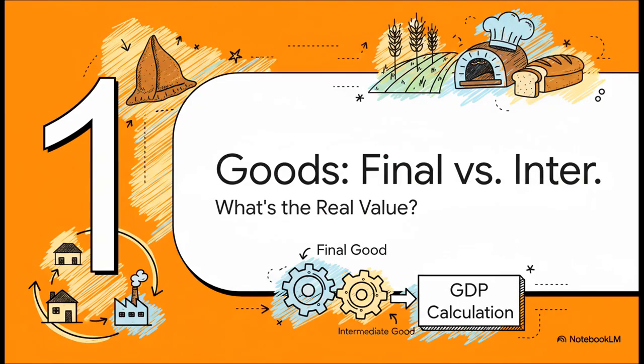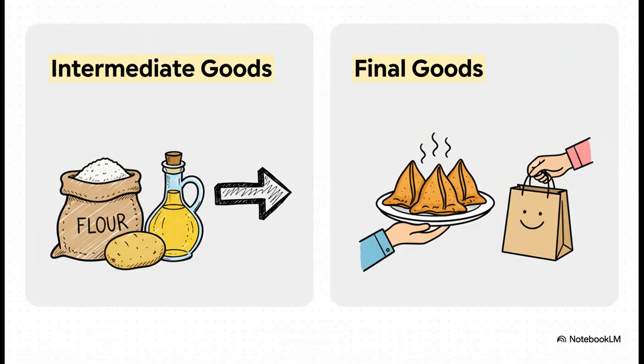Okay, first things first. Before we can even start counting a country's income, we need to be very clear about what exactly we're supposed to count. So let's start with a really simple story about how things are made and sold. So look here, we have two kinds of goods. On the left, we have intermediate goods. Think of these as the ingredients, the raw materials. And on the right, we have final goods. These are the finished products, the things that we, the consumers, actually buy and use.